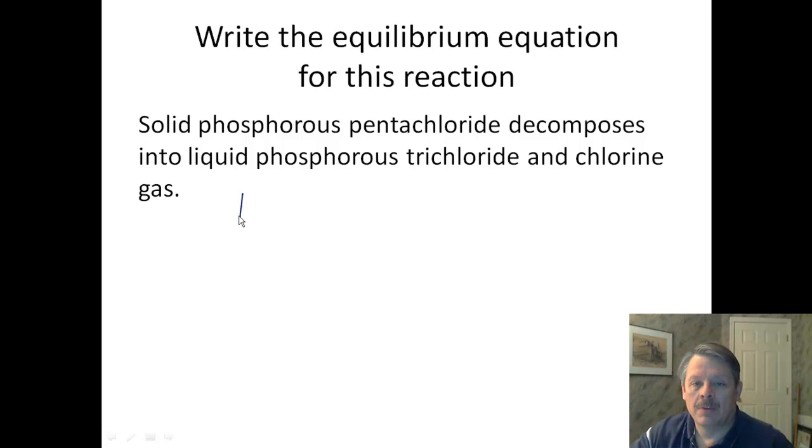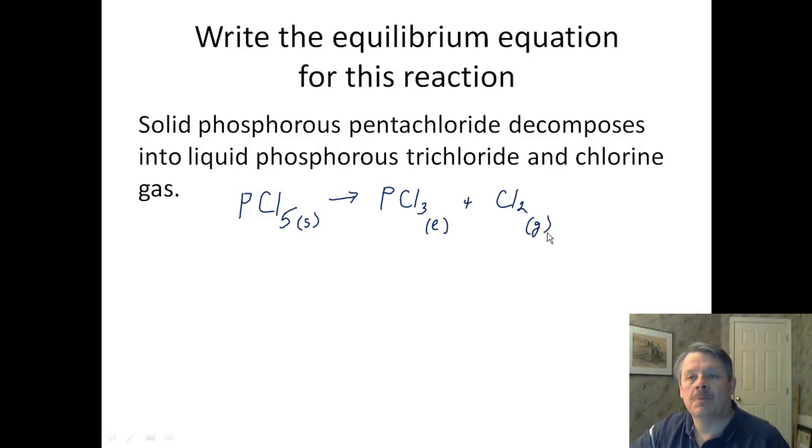All right, we have solid phosphorus pentachloride. That's PCl5. And it decomposes into liquid phosphorus trichloride, liquid, and chlorine gas. And if I look to make sure that my equation is balanced, I notice I have a phosphorus on each side and 5 chlorines on each side, so I'm good.